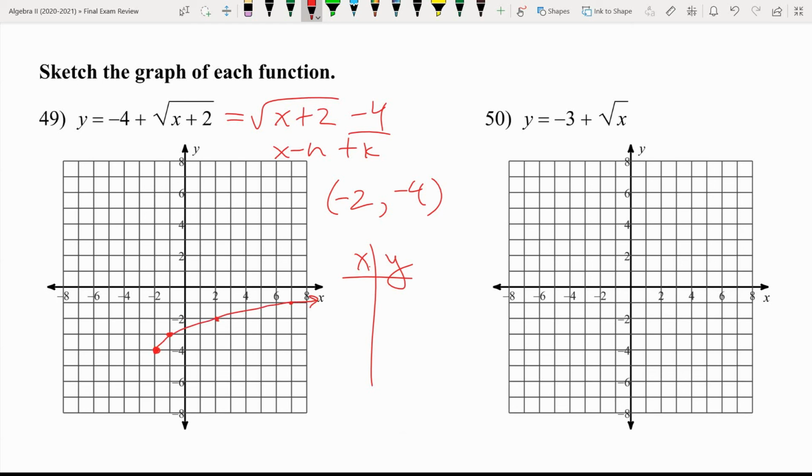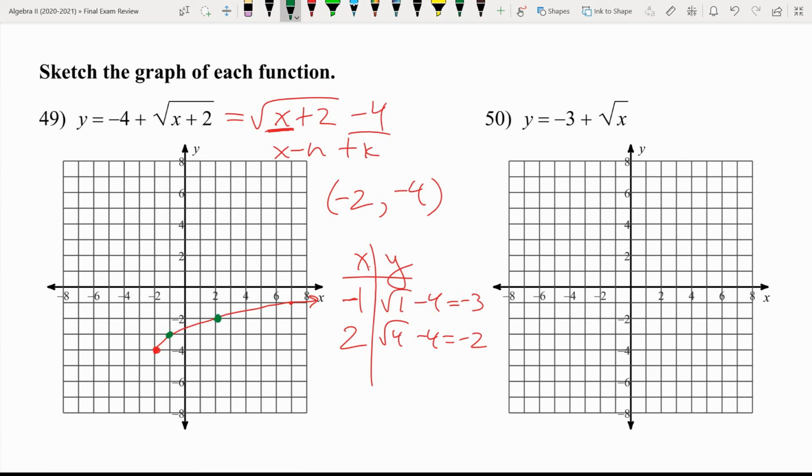But if you plug some numbers in, the numbers you want to choose are ones that are going to give you perfect squares, like negative 1. Because if you plug in negative 1 into this, you get square root of 1 minus 4, which is just negative 3. So that's this point right here that I already marked on here. And if you wanted to do the next perfect square, well, what would you plug in here? To get a square root of 4, you'd want to plug in a 2. So you end up with the square root of 4 minus 4, which is negative 2. So that's this point right here.